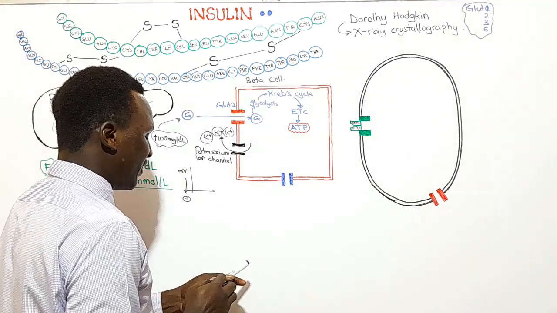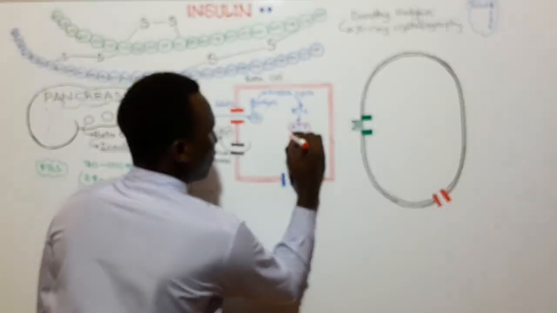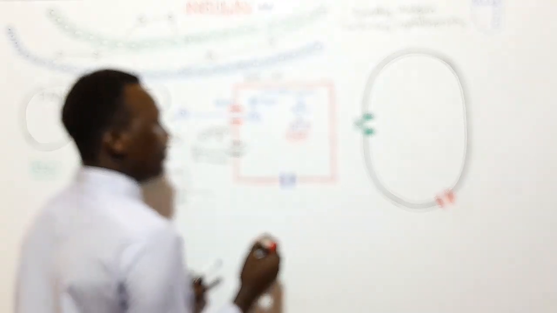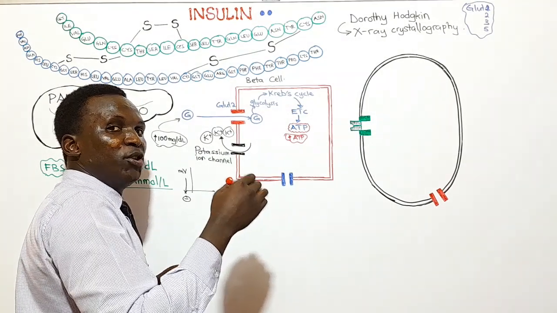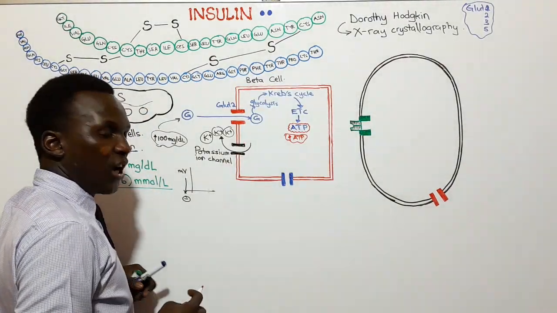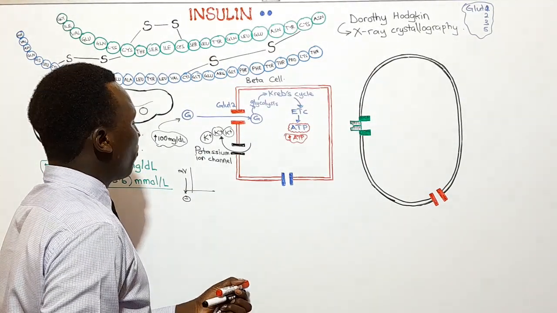So when ATP is too high, what happens? This increase in the ATP, or even what they call an increased ATP to ADP ratio, will result in the closure of this channel. The channel will close.